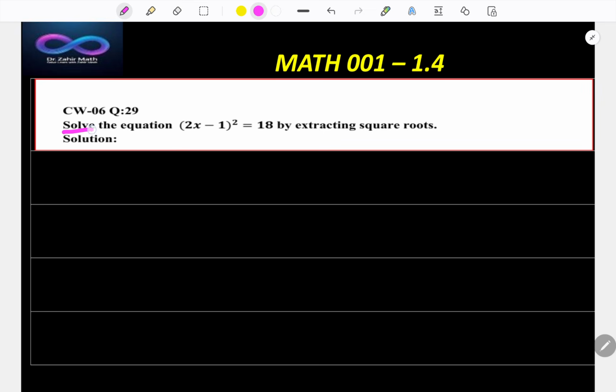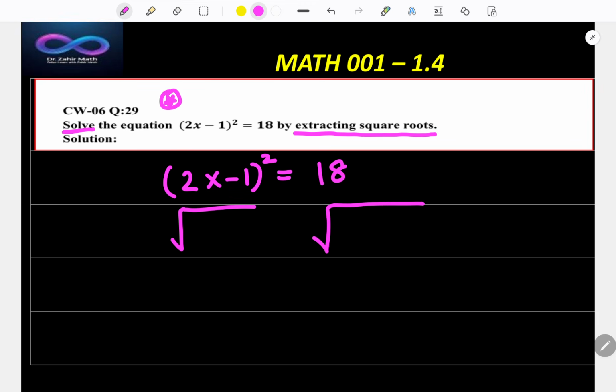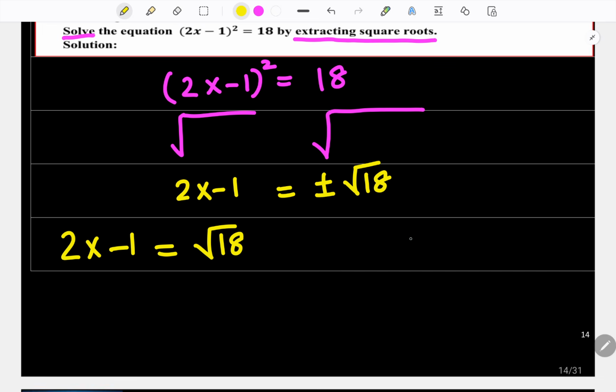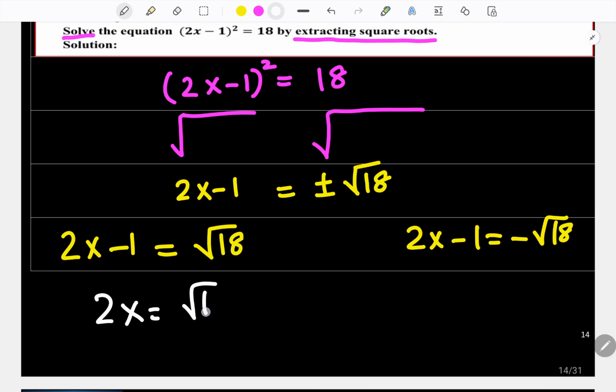Solve the equation by extracting square roots. There are three questions we are working out, so it is supposed to be a very important question. 2x minus 1, the whole square, is equal to 18. Taking square roots on both sides, what will you get? 2x minus 1 is equal to plus or minus root 18. Clear? So 2x minus 1 is equal to plus root 18, and 2x minus 1 is equal to negative root 18.